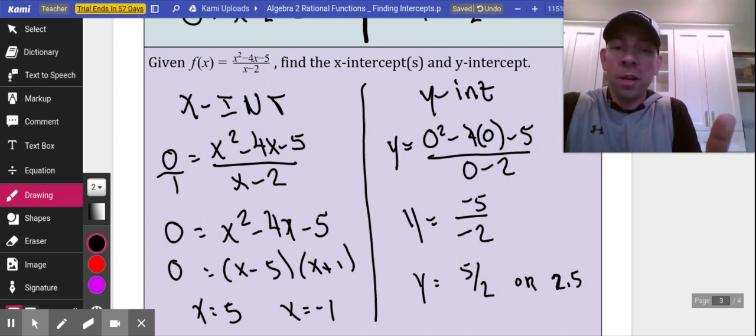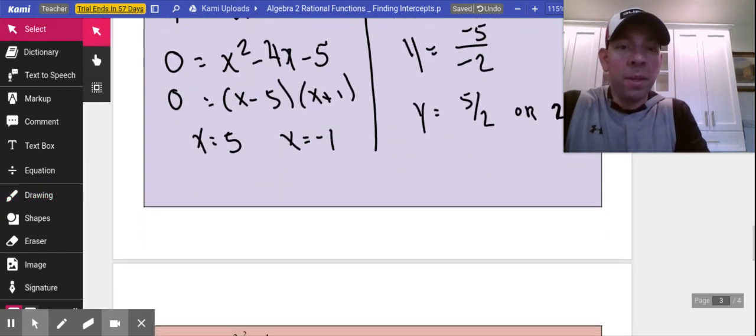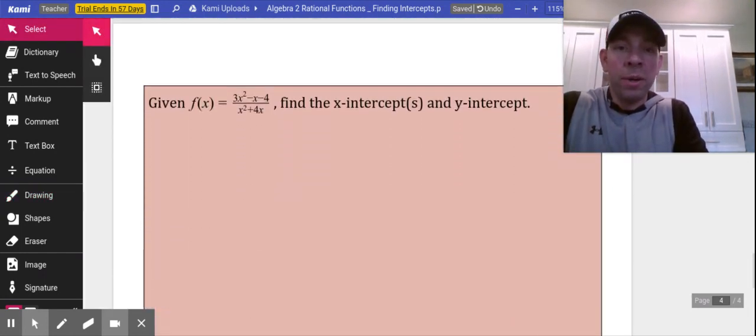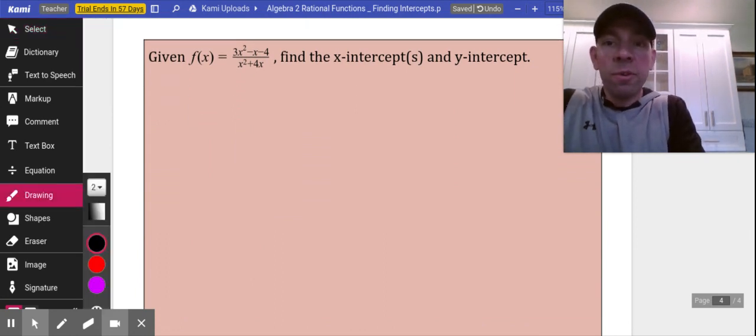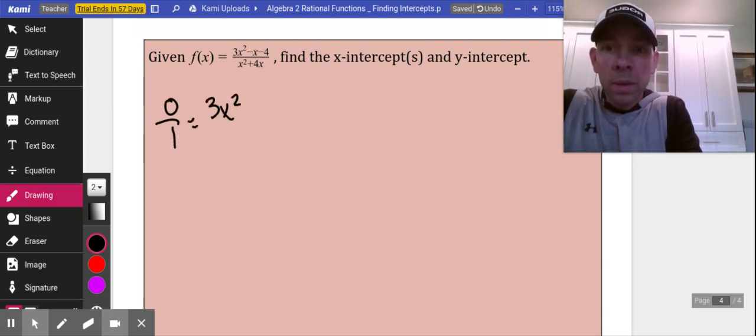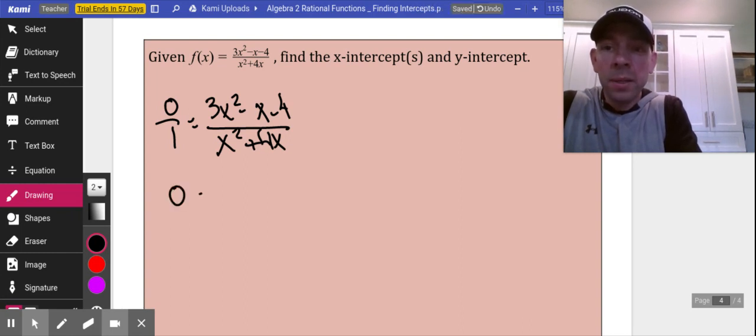And again, if you get more than one y-intercept, that's a bad sign. That's a red flag that something went wrong. All right, let's get her cooking here. So for my x-intercepts, let's set the function equal to 0. And again, if you can already anticipate that denominator is going to cancel out once we cross multiply, you can go ahead and skip that step for me.